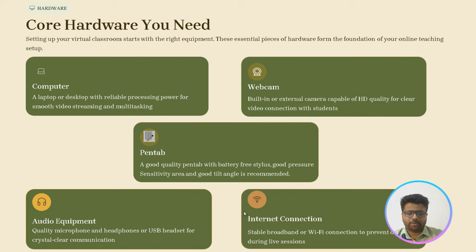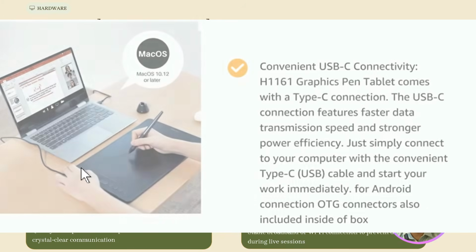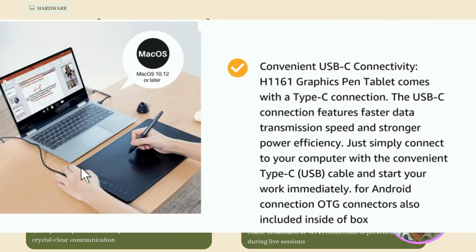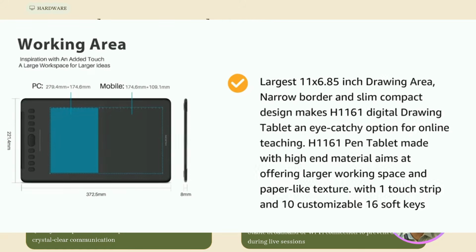I am using a pen tab called Huion Inspiroy series, like the 1161 or something. I'll be showing that on the screen again, so you can see the exact pen tab I'm using. It cost me around 4,500 when I started my teaching career. I purchased it around 3 years back.